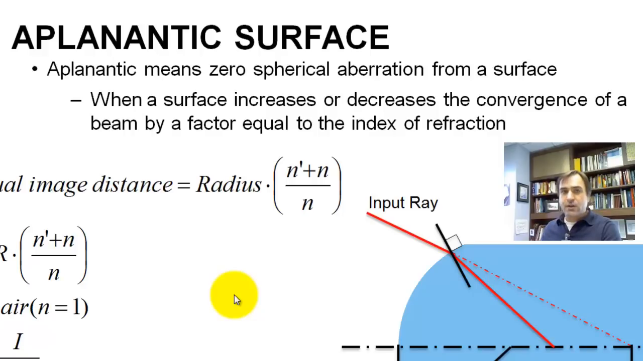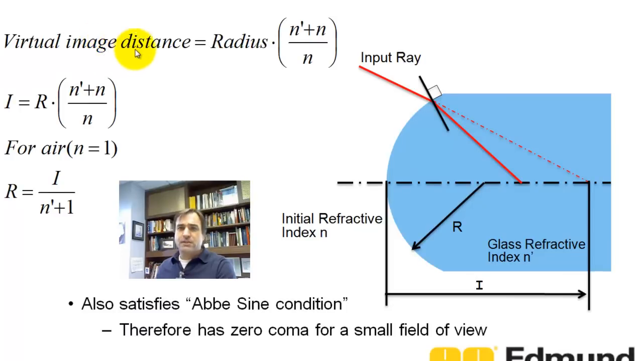The other case, and it's called the aplanatic case, is when the surface increases or decreases the convergence of your beam by a factor that is equal to the index of refraction. Well, what does that mean? In this case, your virtual image distance equals your radius times this ratio of indices of refraction. So if we have a focusing beam coming in, this is the marginal ray for it here, we'll project it forward, it's going to focus at this point here, and this is a distance I.